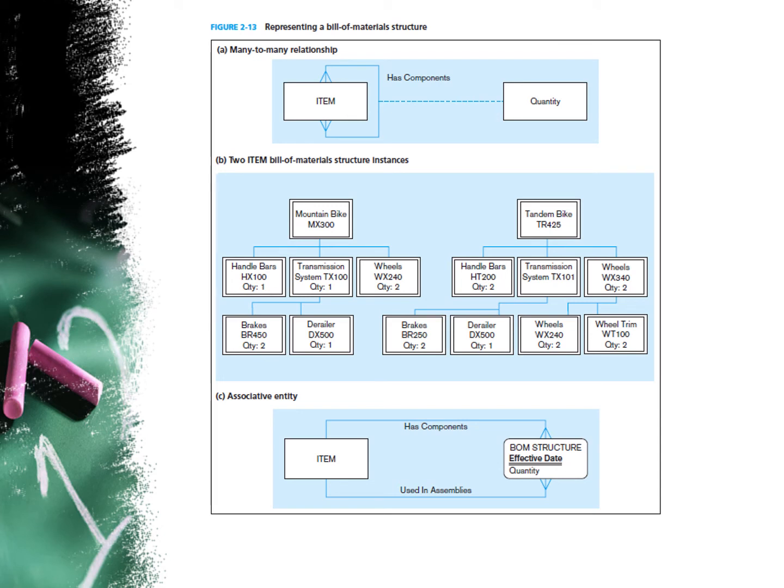Here's an example of a bill of material structure. It is trying to illustrate the relationship that has been mentioned earlier. So these are basically examples: the many-to-many relationship, the two-item bill of material structure. Those are examples wherein you can illustrate how those relationships can be done.